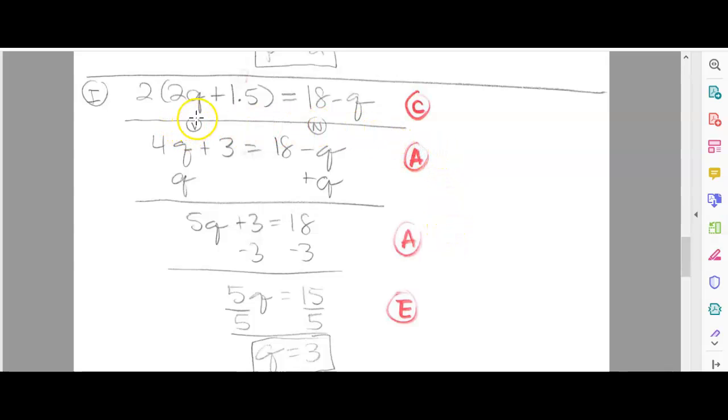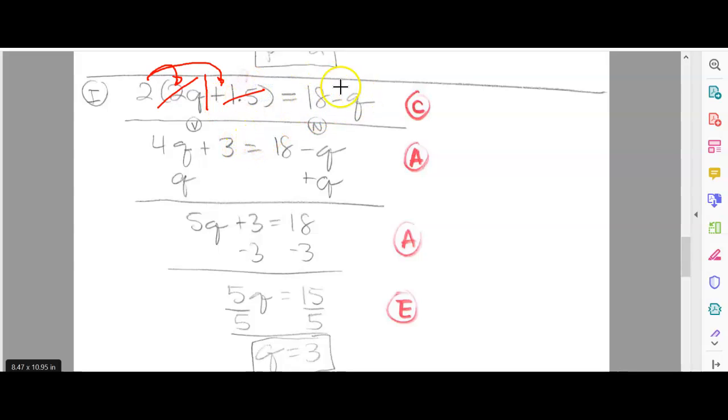So this next equation is 2 times the quantity of 2q plus 1.5 equals 18 minus q. So the first thing I did, as you can see, apply distributive property. I guess you're kind of used to it now. So let's go ahead and do a smart cut, and let's apply. 2 sets of 2, 4, and bring down the q. Okay, you're done. So we go over here, 2 sets of $1.50 or 1.5 gives you $3 or 3. We're done here as well.